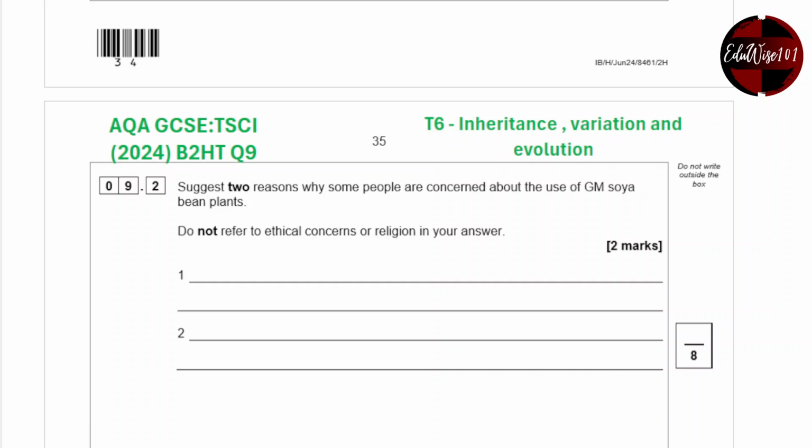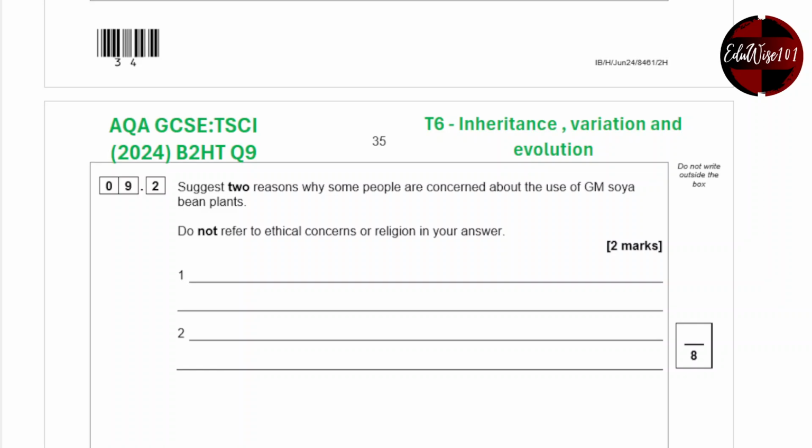Last question of this paper. Suggest 2 reasons why some people are concerned about the use of GM soybean plants. Do not refer to ethical concerns or religion in your answer. Now, if this question was to do with anything to do with human genetic modification, then you could. That's why they're asking you not to refer to ethical concerns or religion. Right?